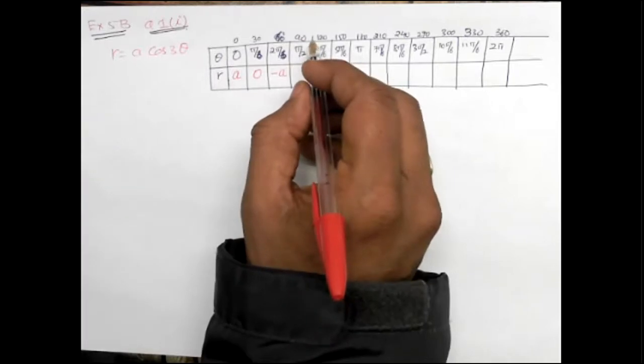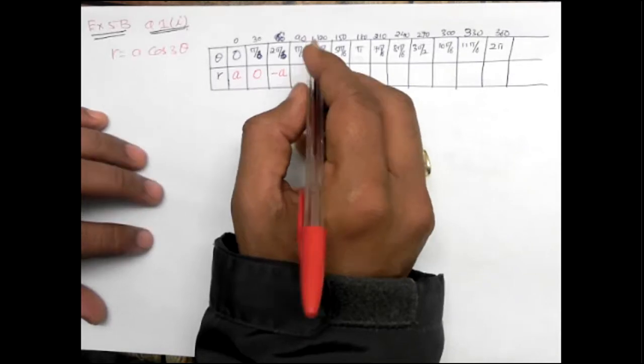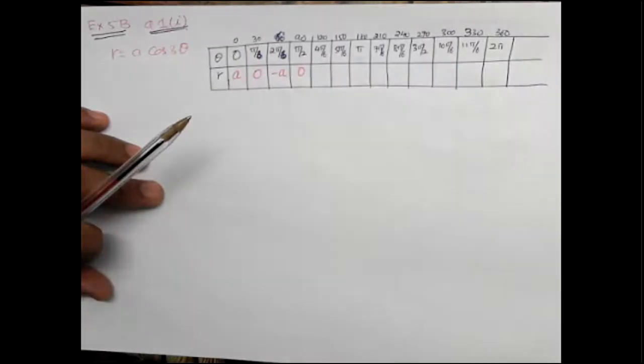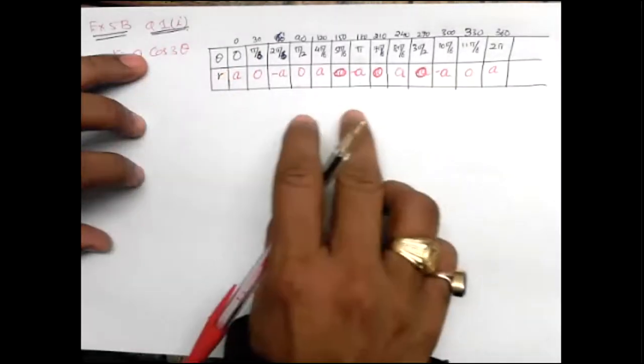Okay. When theta equals 90, 90 times 3 is 270. Cos 270 is 0. So that's 0. Okay. So guys, let's not make the video longer. Can you please fill up the values? Okay. Right, so these are the values I've got.